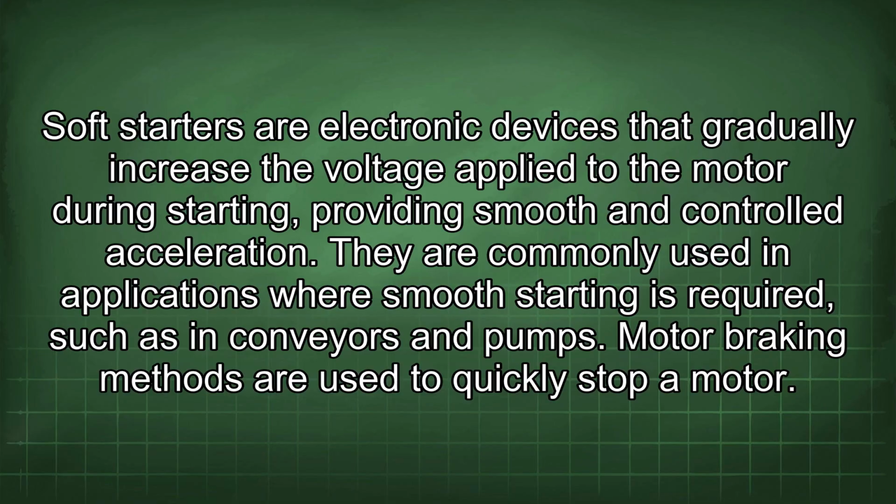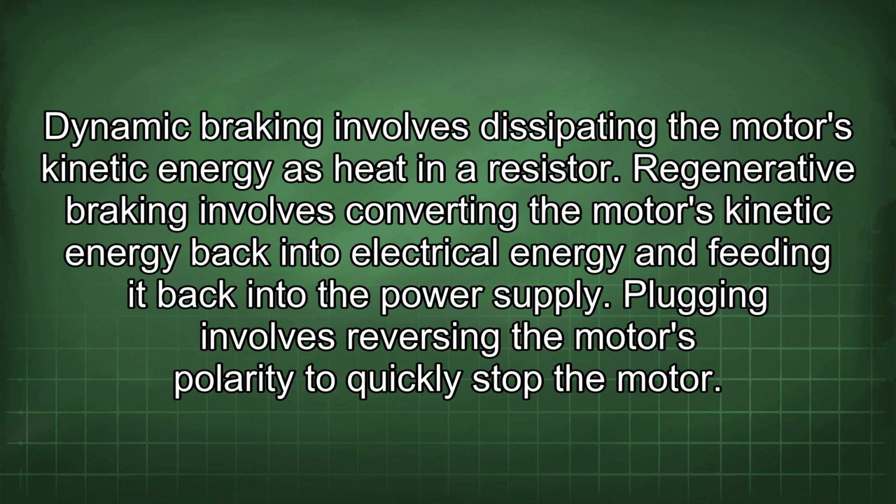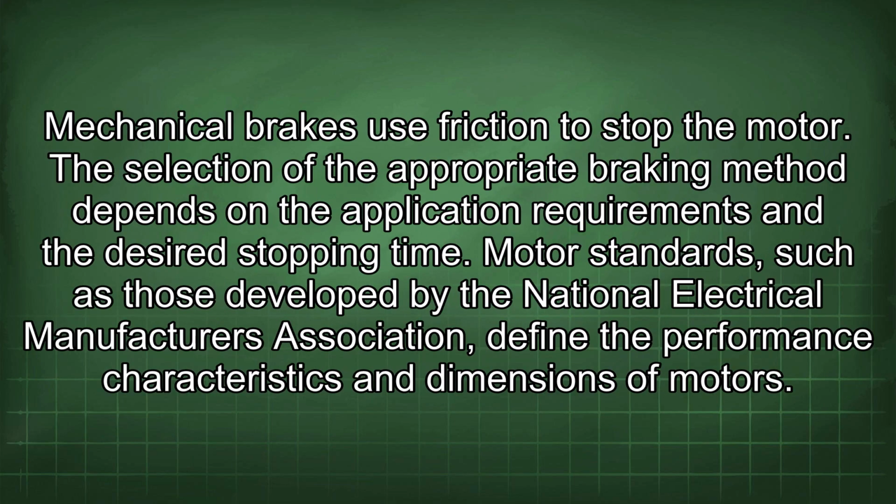Motor braking methods are used to quickly stop a motor. Dynamic braking involves dissipating the motor's kinetic energy as heat in a resistor. Regenerative braking involves converting the motor's kinetic energy back into electrical energy and feeding it back into the power supply. Plugging involves reversing the motor's polarity to quickly stop the motor. Mechanical brakes use friction to stop the motor. The selection of the appropriate braking method depends on the application requirements and the desired stopping time.